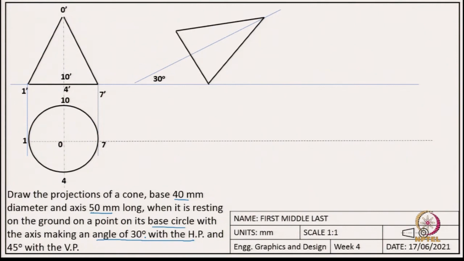Okay. So, this is the point about which it is being rested on. Okay. So, once we are done with the front view, then how do we do the top view? To do the top view, we know that first we will start with the base, and the base here is what? An ellipse. How do we draw an ellipse?